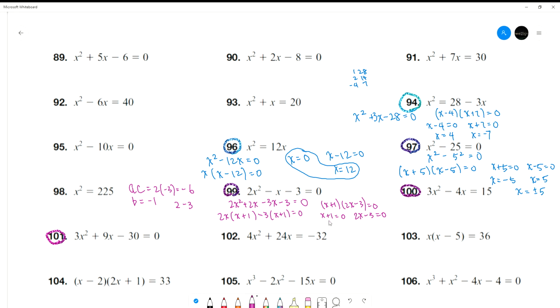In the first one, you subtract 1. You get x is equal to negative 1. The second factor, you add 3. So you get 2x equals 3. x is equal to 3 over 2. So now we have two solutions, right? x equals negative 1, or x equals positive 3 over 2.